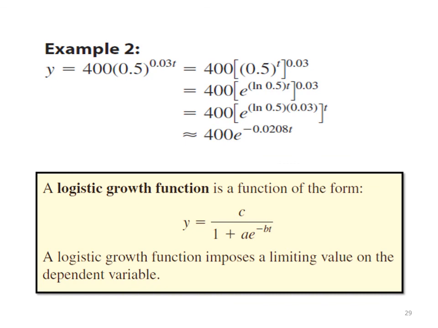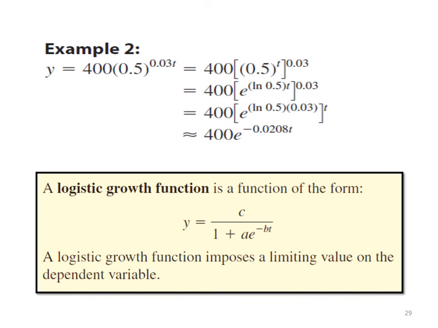Now why do we do all this? Now ln 0.5 can be evaluated using the calculator and multiplied by 0.03. The ln 0.5 will end up being a negative number, so this power here becomes minus 0.0208 times t. The t is the power from outside. What you have now is a model, but now the base is e. Instead of having the base 0.5, you have a base which is equal to e.